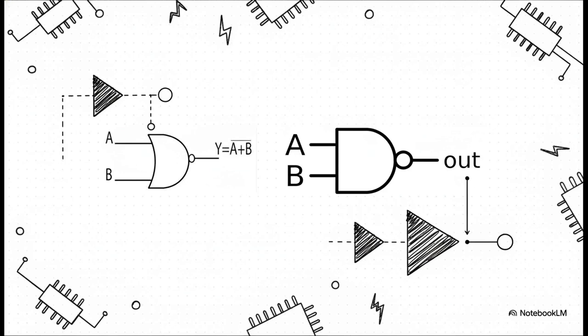Now, the real magic happens when we start combining these things together. If you attach an inverter to an OR gate, you create a NOR gate. If you append one to an AND gate, you get a NAND gate. These composite gates actually form the absolute bedrock of all modern processing architecture.